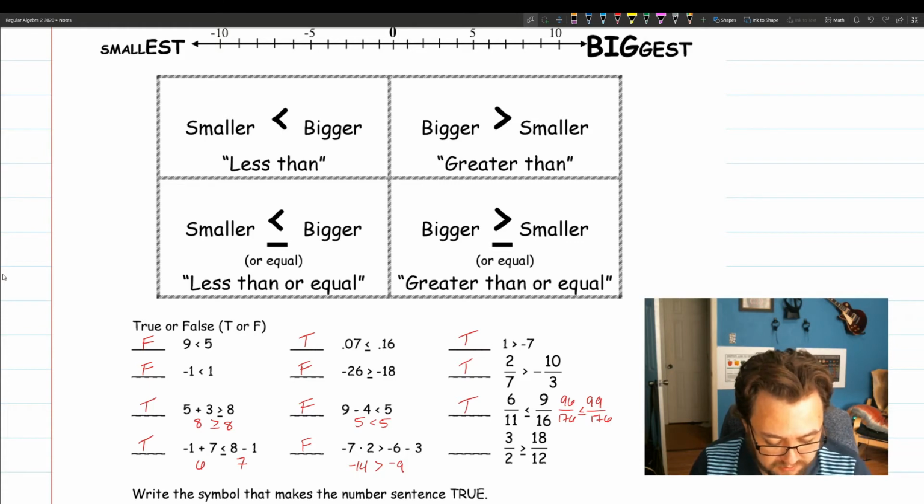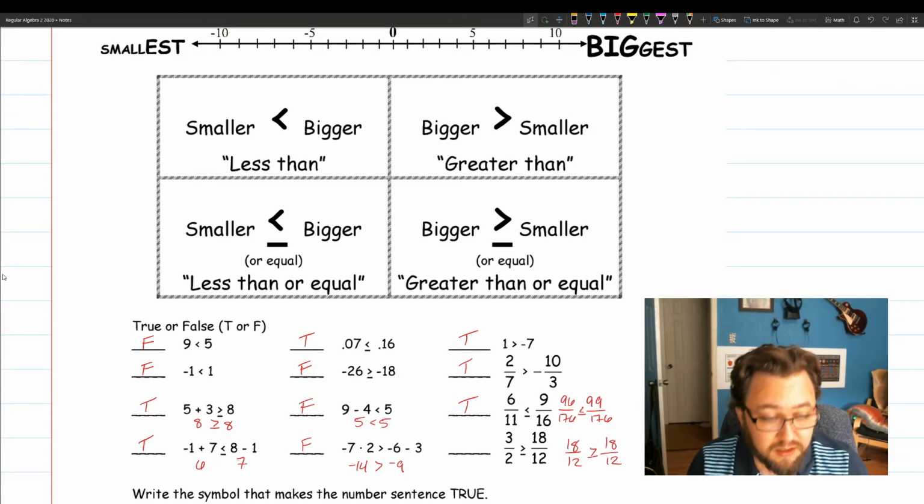Okay, let's look at this next one here. I'm just going to take this 3 over 2 and convert it over. So it's going to be times 6 because of the 12. So 2 times 6 is 12. Oops, wrote down the wrong number. And then 3 times 6 is 18. So they are the same, and it does have the equal symbol, so that is another true statement.